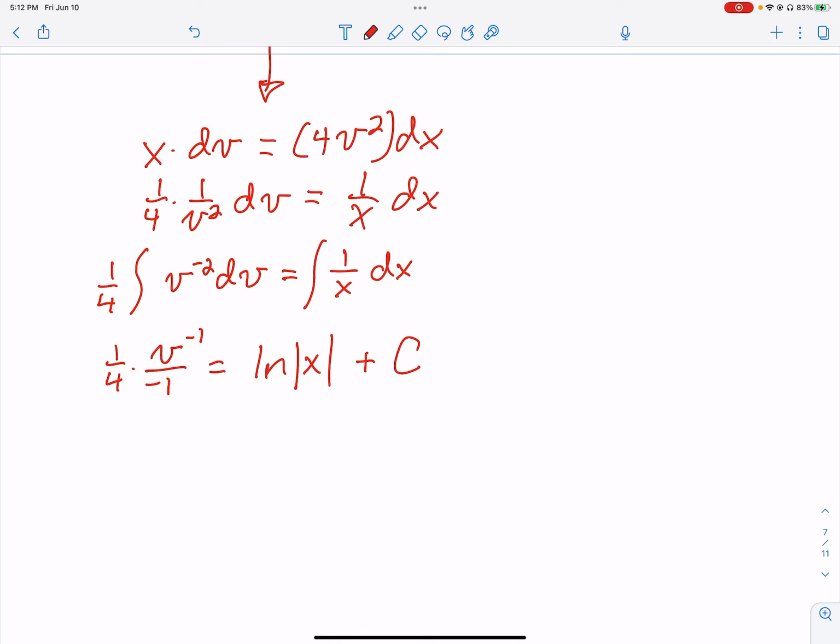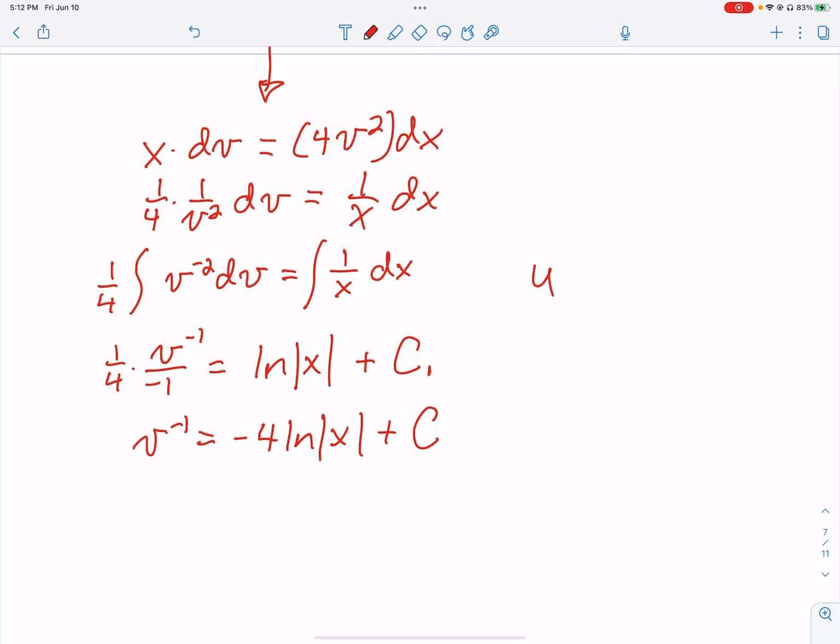And then now I'm going to multiply both sides by negative 4. So I get v to the negative 1 equals negative 4 ln of x, and then this was a c1. I'm just going to call it c now because if I take a constant and multiply it by another constant, it's still a constant. I don't have to worry about the sign. This is 1 over v is equal to that.